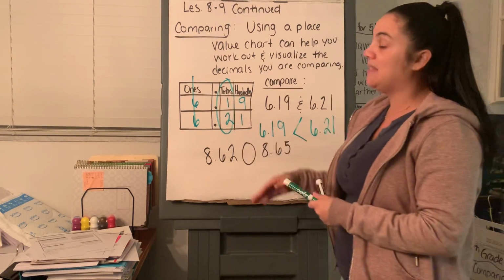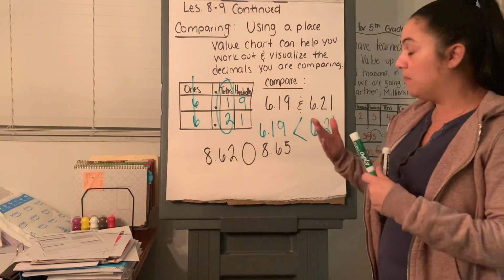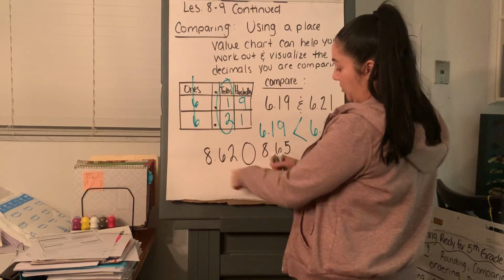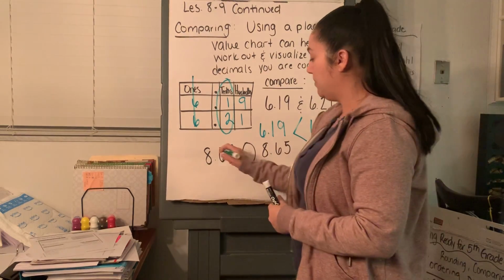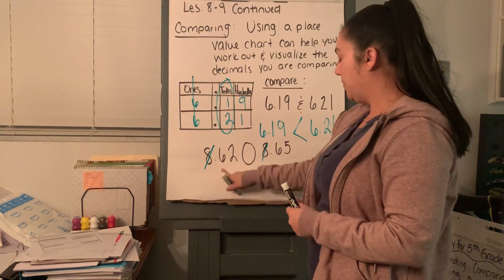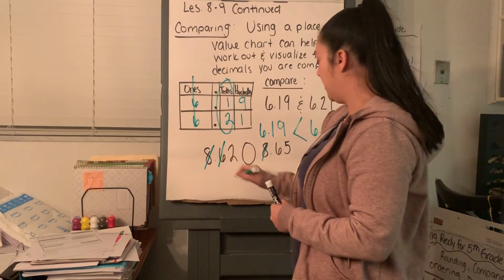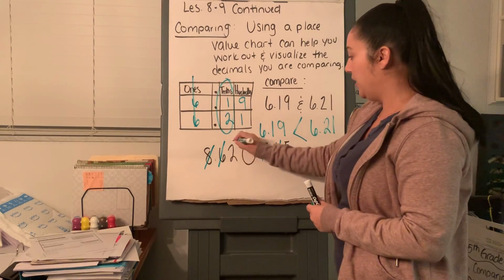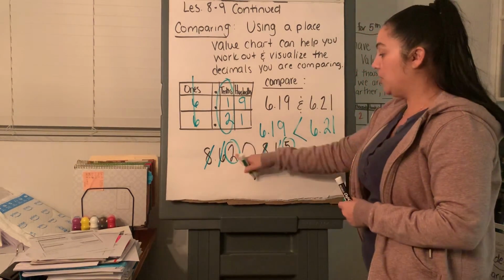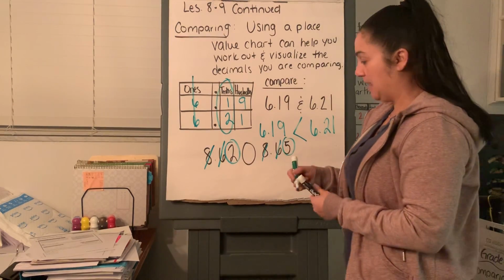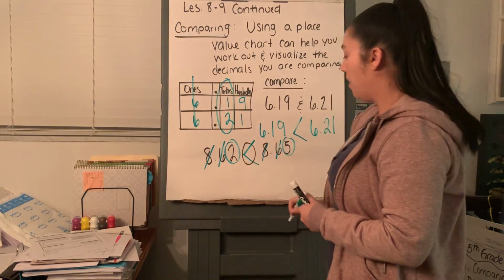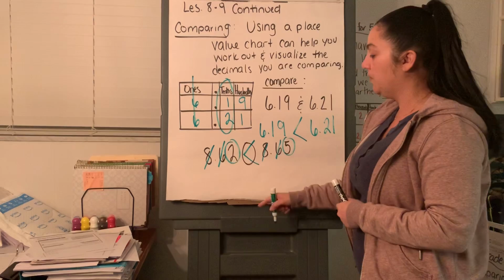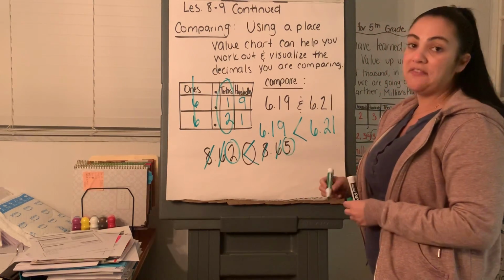So again, just like my place value chart, I'm going to find my greatest place value in both numbers. Now, as I can see here, the same place value is in both decimals. So the 8 and the 8 is the same, so I can't compare here. I move to my next decimal. They're also the same. I can't compare there. So when I get to my last place value in the decimal, I see that I have a 2 here and a 5 here. Which one is greater? The 5. So that means that my symbol for greater than will face the 8.65. And the way that I read this is 8.62 is less than 8.65.